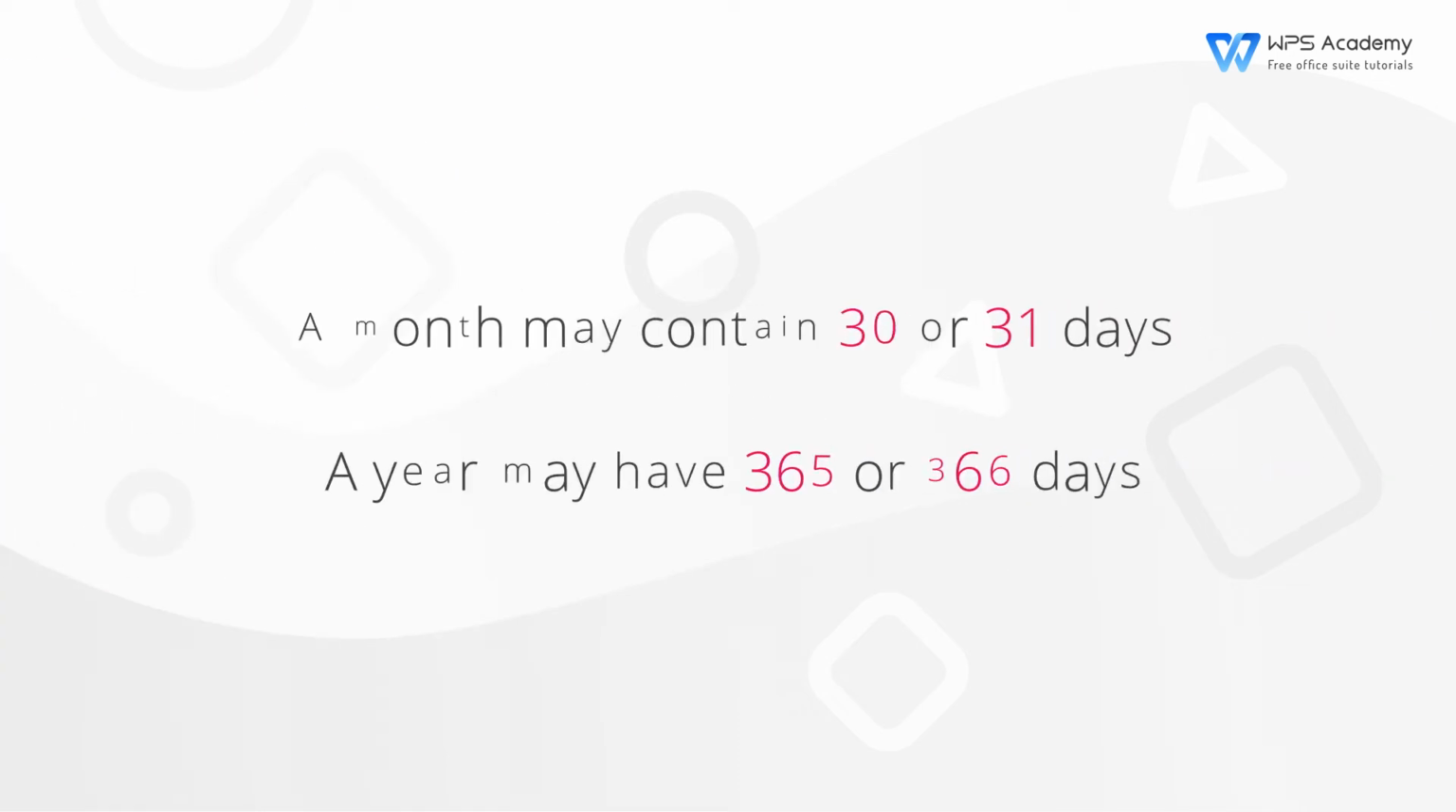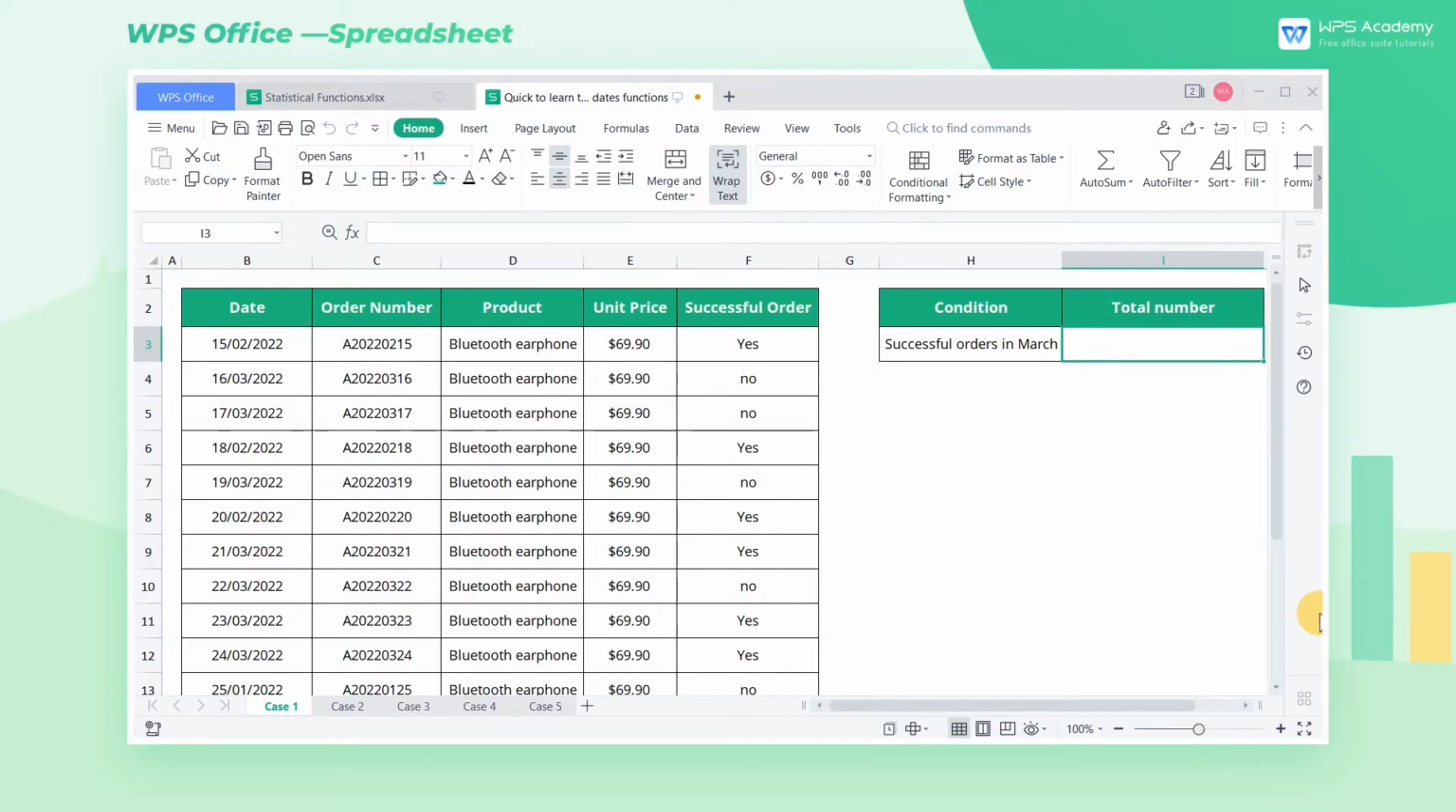Days and hours have conversion rules, while months and years do not. A month may contain 30 or 31 days, while a year can have 365 or 366 days. Do you know how to represent the month appropriately in the function formula? We'll demonstrate it with a simple example.